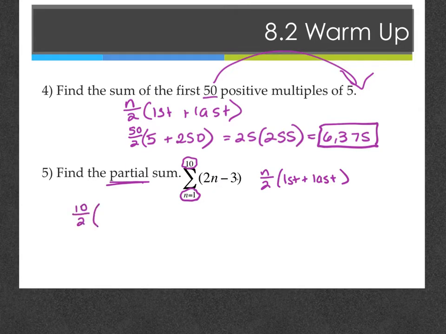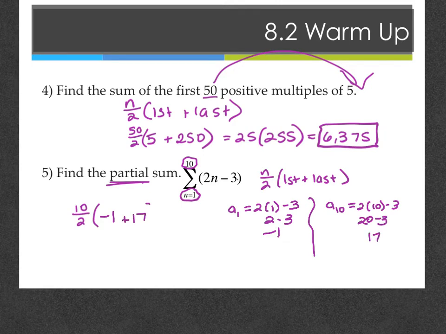What's the first term? Or how do I find it, actually? Plug in 1. So a1 would be 2 times 1 minus 3, 2 minus 3, which is negative 1. And then plug in 10. 2 times 10 minus 3, 20 minus 3, which is 17. So I'd get 5 times 16, which is 80. Just kidding, it's 80.